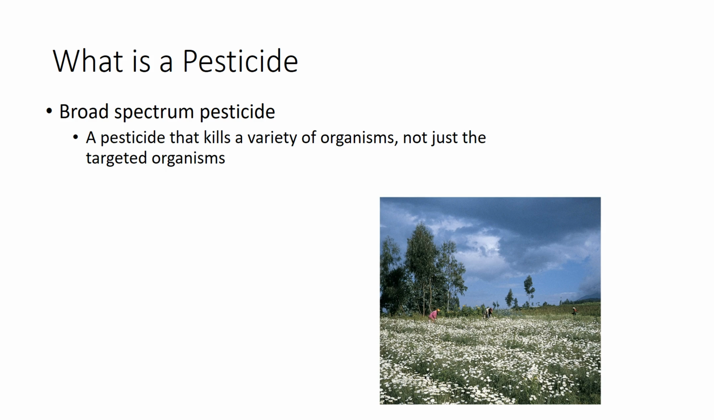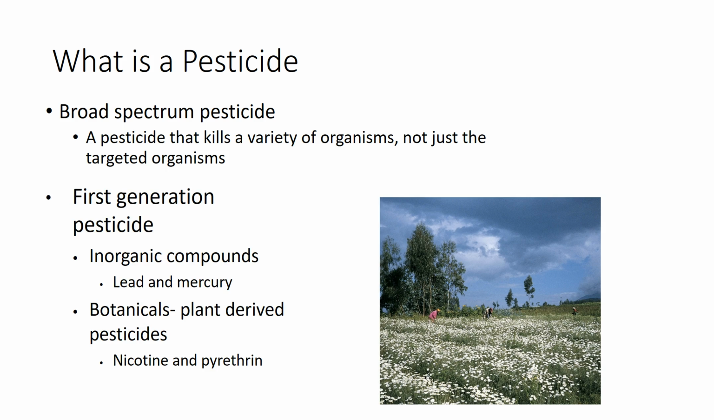So maybe we have a mosquito issue and they spray DDT, which we actually don't use in the U.S. anymore. But DDT would be a broad spectrum pesticide. So yeah, it might do a number on mosquito populations, but it would also go in and affect any sort of insect. Okay?